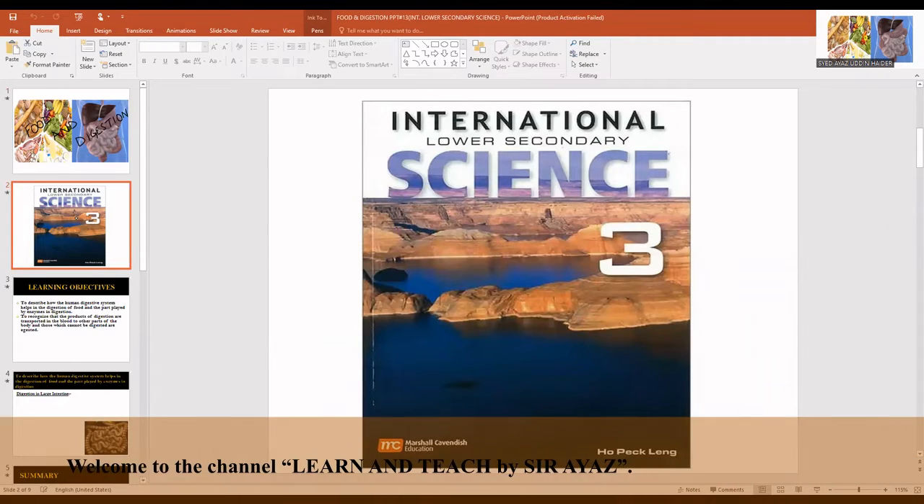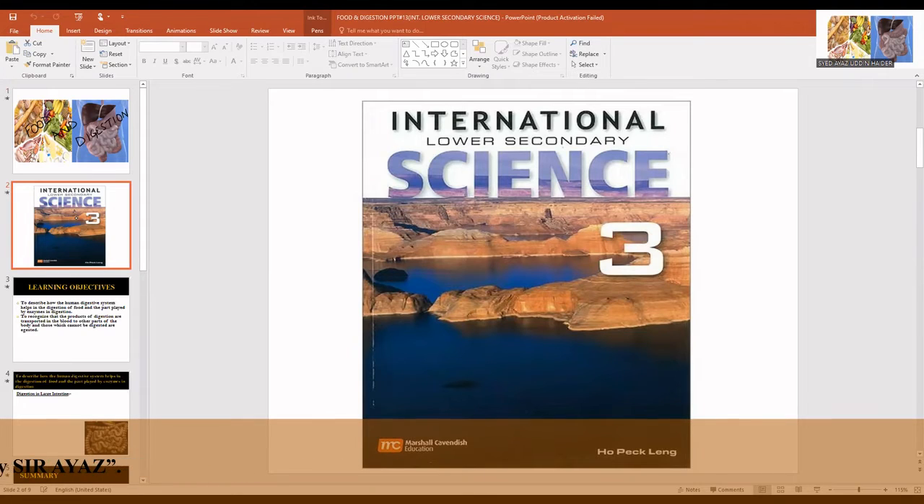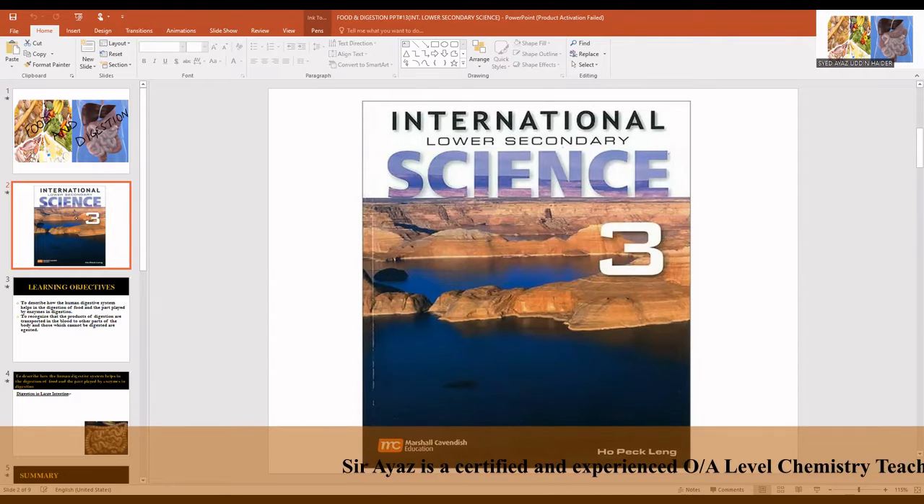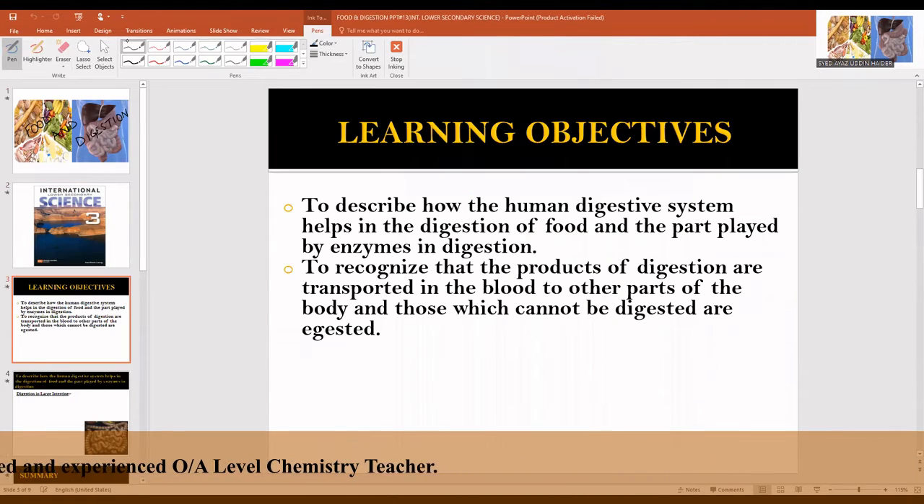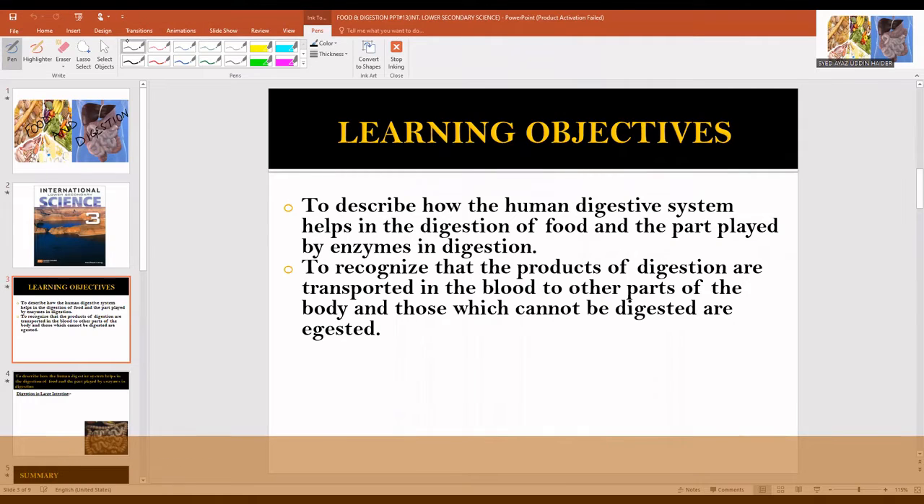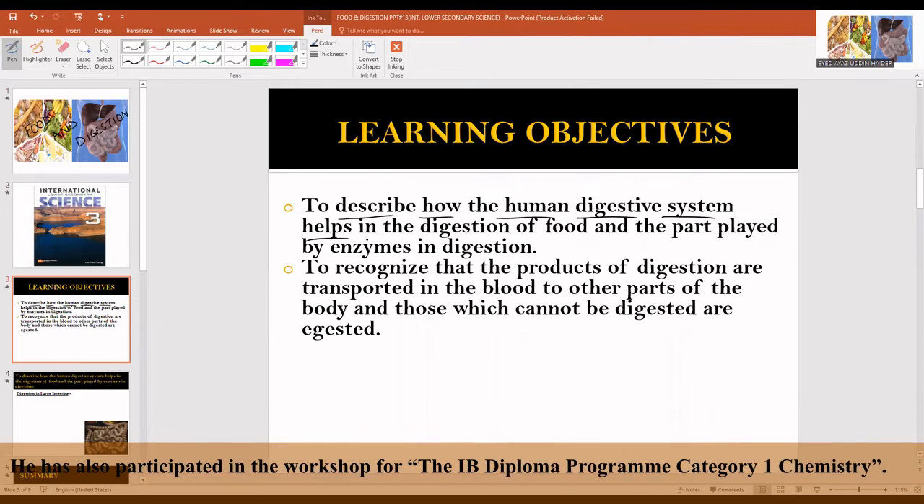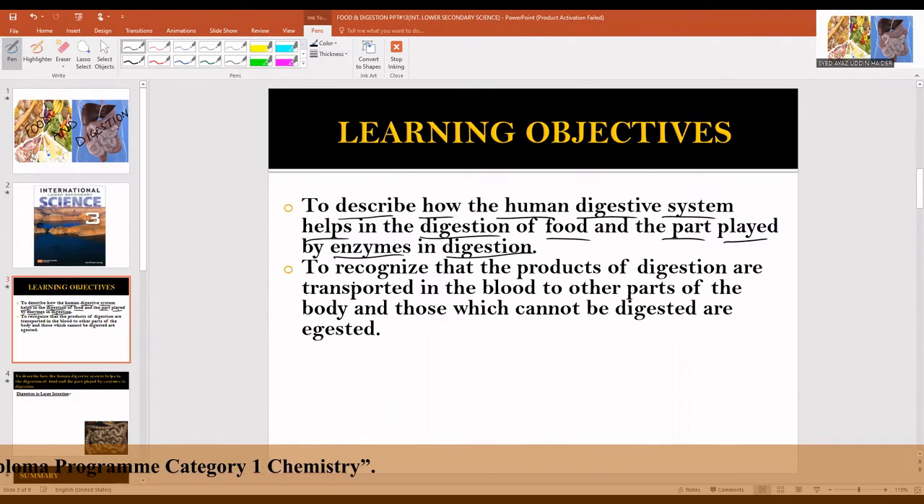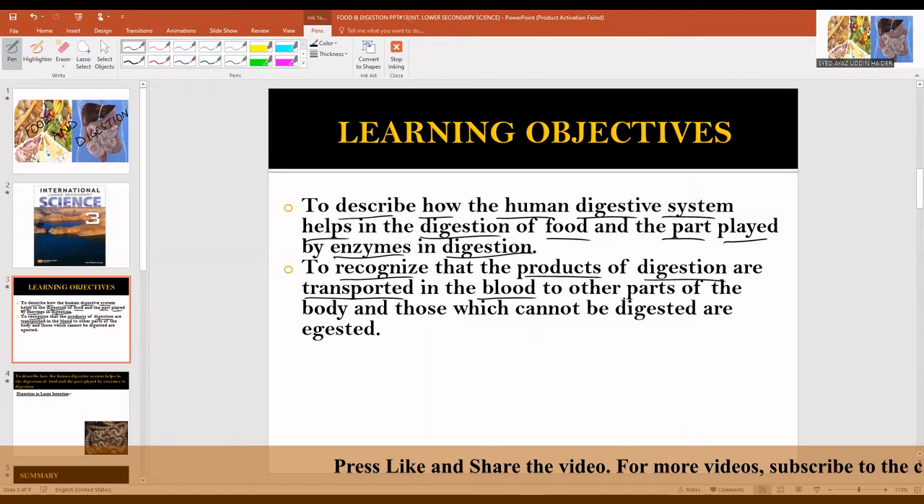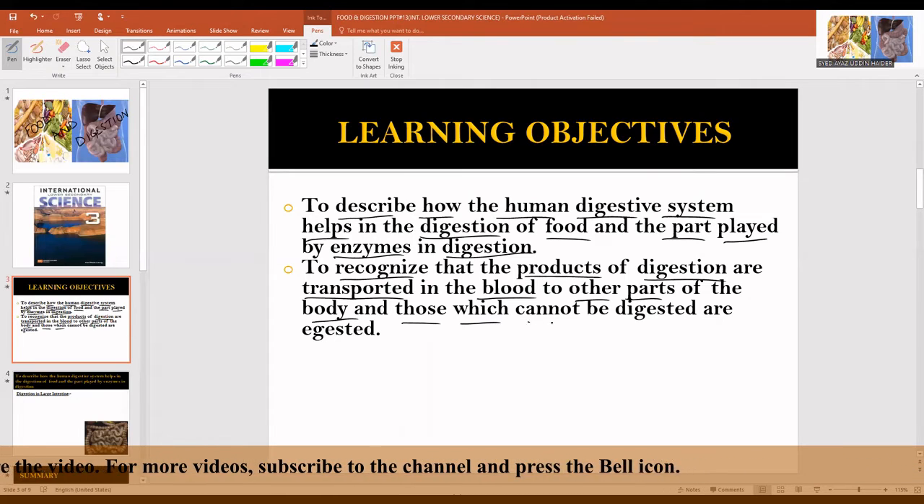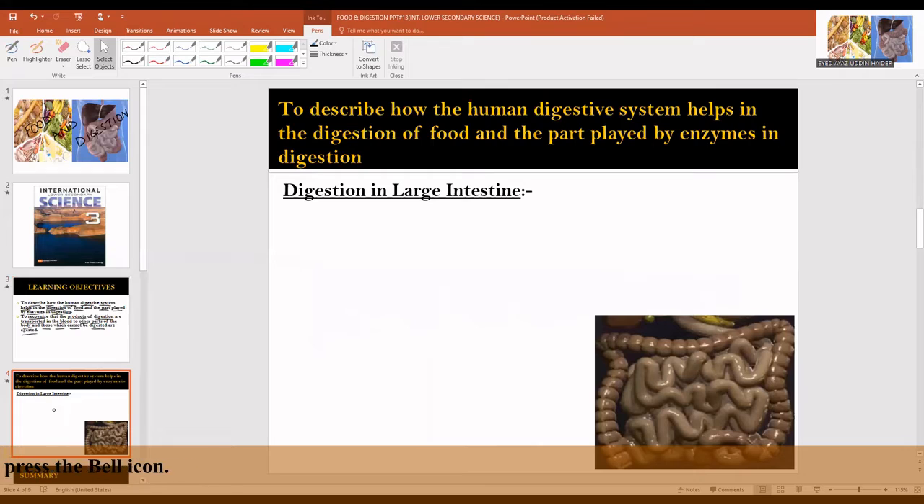The topic is food and digestion for grade or level 8, and the learning outcomes are from the book International Lower Secondary Science Book 3, published by Marshall Cavendish Education. The learning outcomes for this lesson are: describe how the human digestive system helps in the digestion of food and the part played by enzymes in digestion; and recognize that the products of digestion are transported in the blood to other parts of the body, and that those which cannot be digested are egested. This will be the last video lesson for the topic food and digestion.